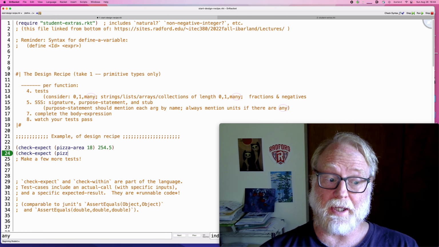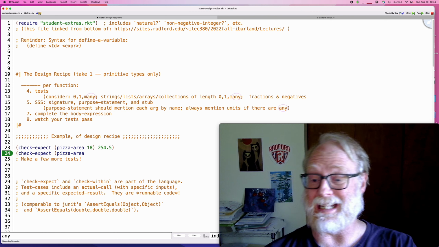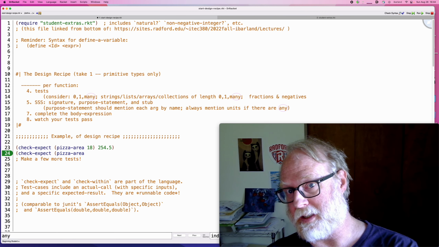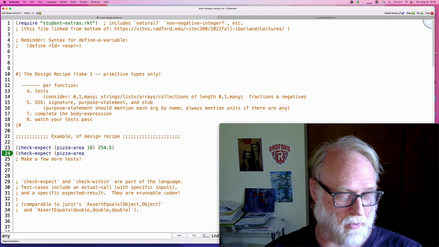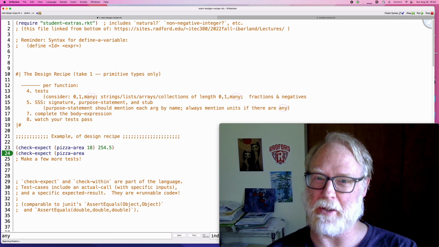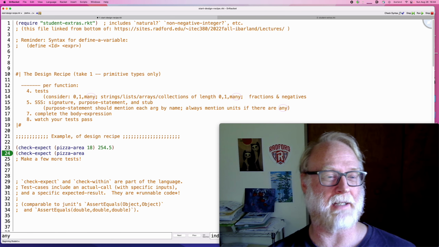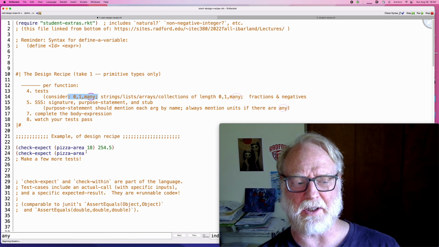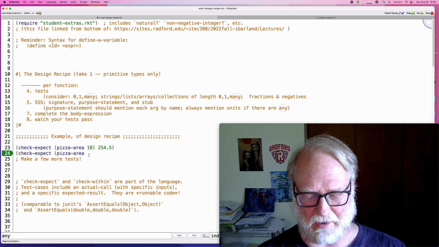So what's another thing we should try besides 18? Now, a lot of people will say, well, what about a 14-inch pizza? And they'll pull out a calculator. And what about a 20-inch pizza? Those are all good things to try, but remember what we just said? Let's see if we can apply that thinking. 0, 1, or many. Well, let's start with 0. So, pizza area of 0.